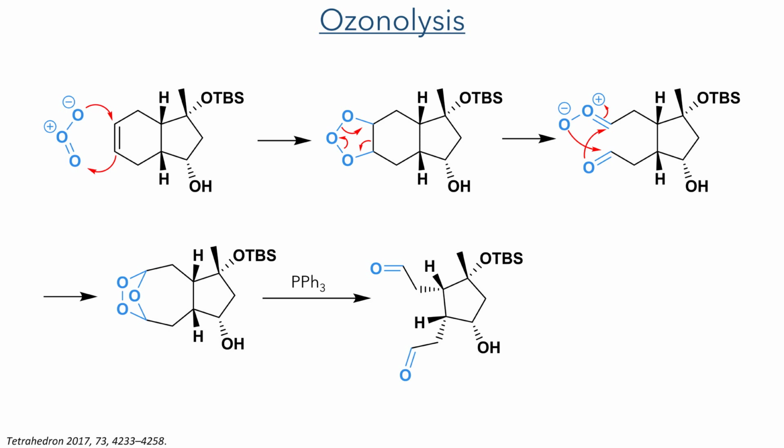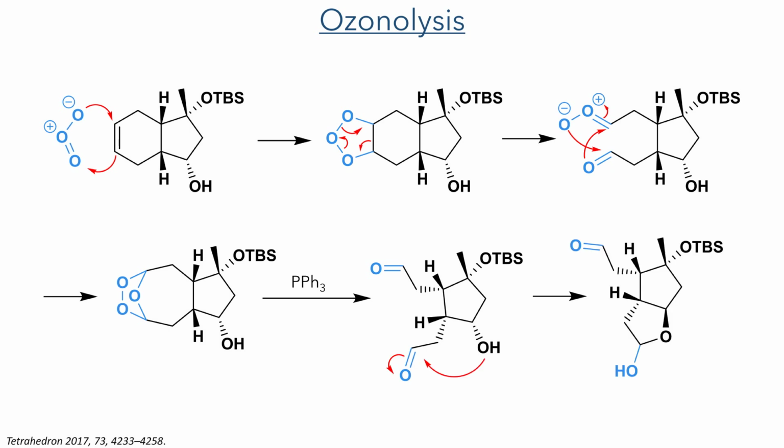Taking this compound forward, it was then subject to ozonolysis. A 2+3 cycloaddition first occurs between ozone and the alkene. This forms a 5-membered ring, which then decomposes, breaking the carbon-carbon bond. This then recyclizes to form an ozonide. This ozonide then reacts with triphenylphosphine to form the desired dialdehyde.